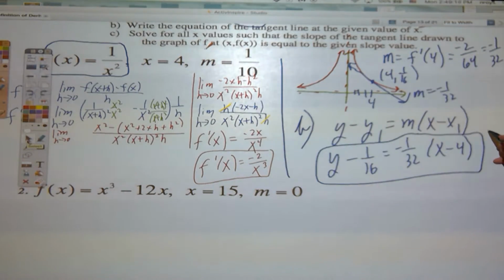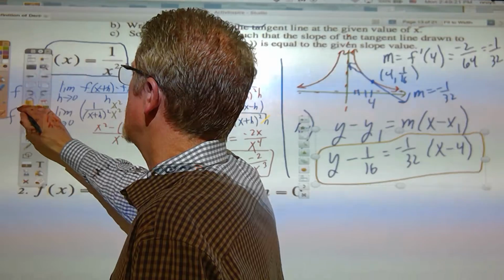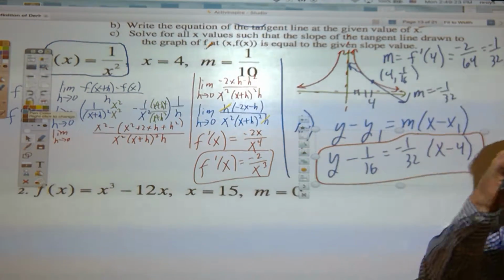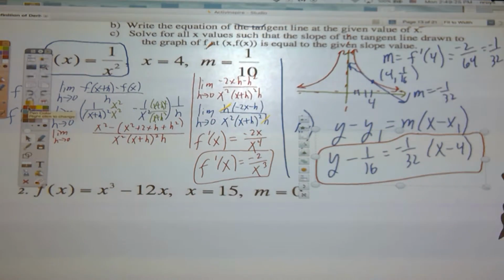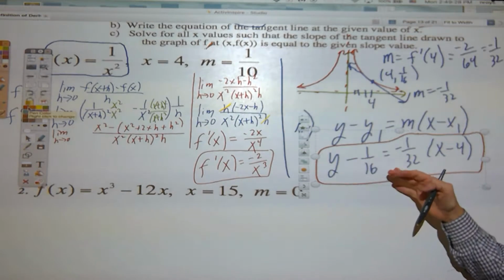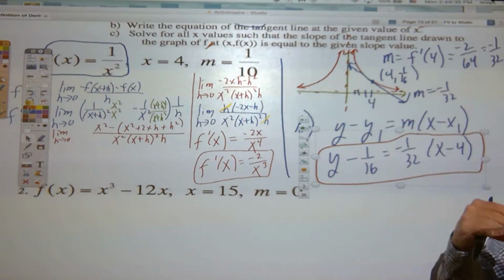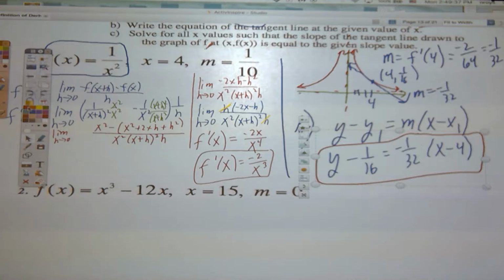Remember, your AP test is only about 4 hours long, between 3 and 4 hours long, and it's one test that summarizes everything you have for the whole year. So you want to minimize your chance of making mistakes. So that's why you don't want to solve it for y. Don't distribute the negative 1 over 32. Just leave your answer in point slope form, unless you absolutely have to. Yes, Adam.